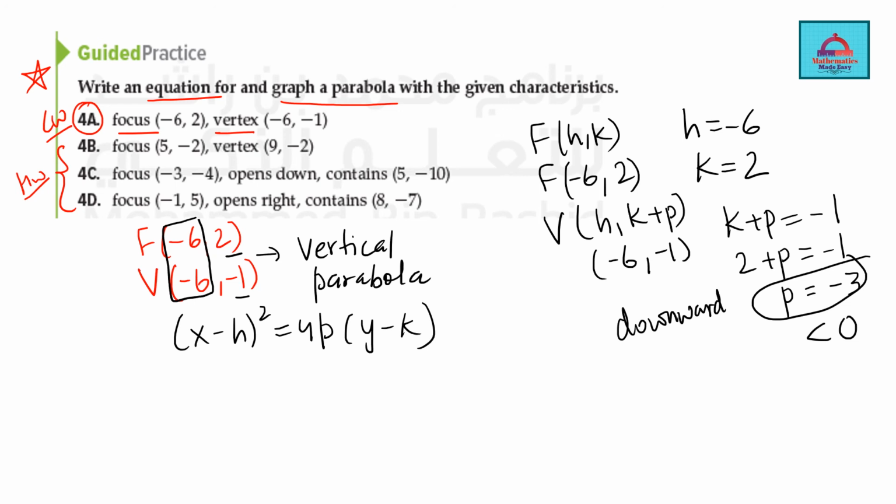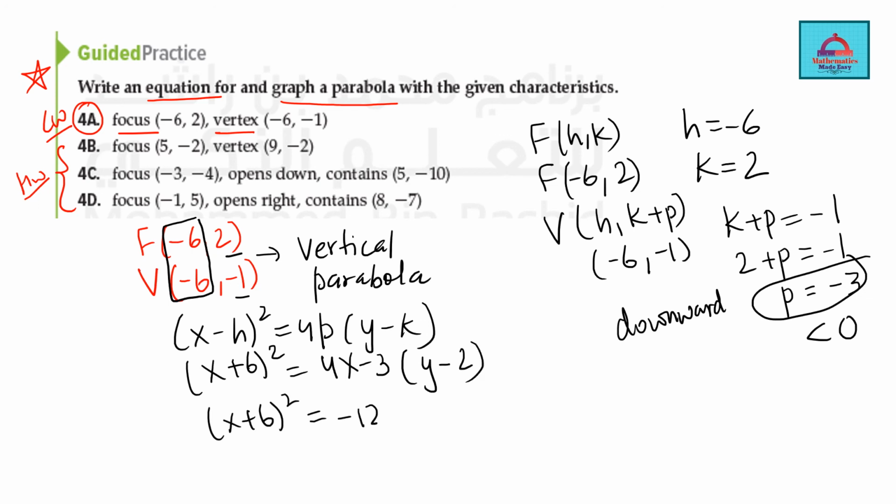And now comparing this with the equation, you can just plug in the values. H is negative, so this will be plus 6. P is also negative, so 4 times minus 3. Y minus k is positive 2. So the final standard equation of the parabola would be this. So that completes the first part, which is the equation.